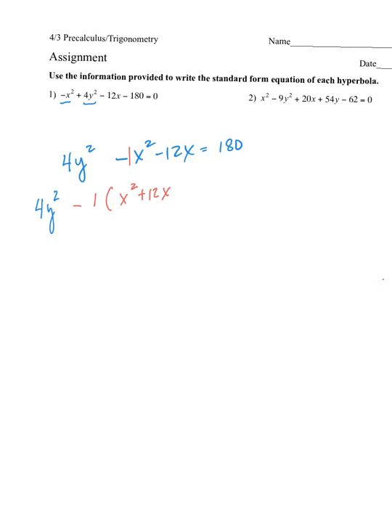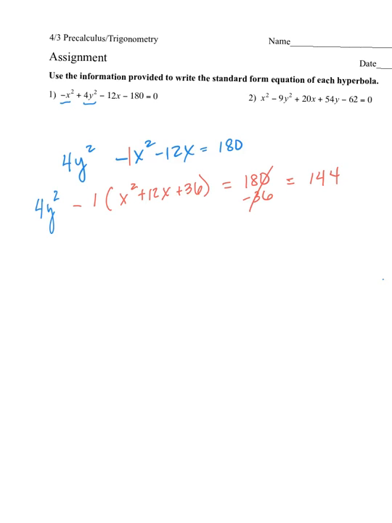Now, when we do plus box to that, it's going to be a plus 36, because half of 12 is 6, and 6 squared is 36. And now we have 180 minus 36, which is 144.